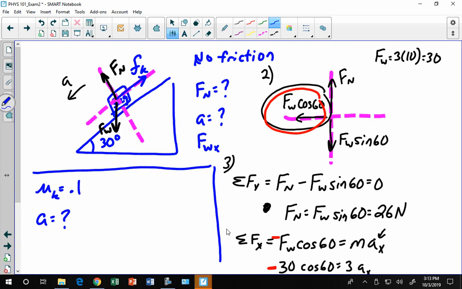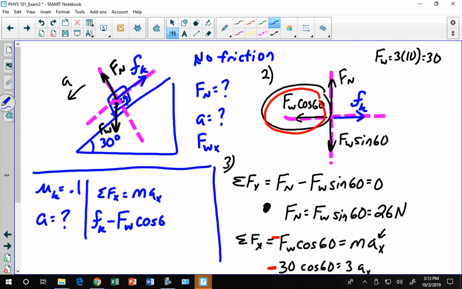So I have this Fk. I can add that Fk over here. And if I want to know the acceleration, then I would say the sum of the forces in the x direction equals max. That's Fk minus Fw cosine 60, just like we did before. You just have an extra force in there. Equals max. Oh, but I don't know Fk. And so likely this would be another problem. What is the frictional force?